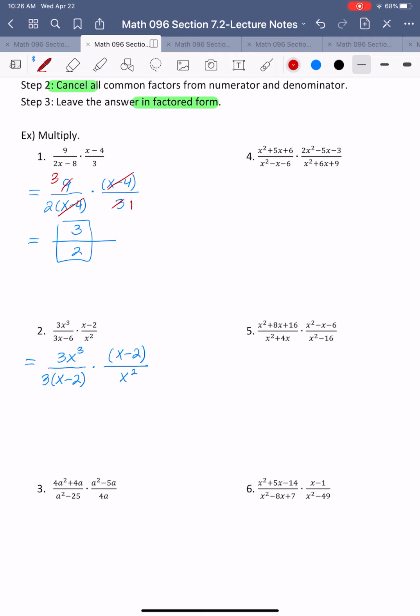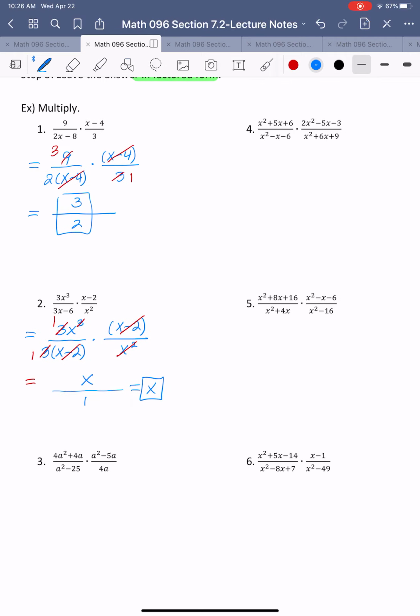So time to cancel. Cancel x squared with the x cubed, with an x left. And then 3 cancels out too, as a 1. And then x minus 2 cancels. So on the top, the numerator, everything cancels except x. And the denominator, everything cancels except 1. So the answer is x.